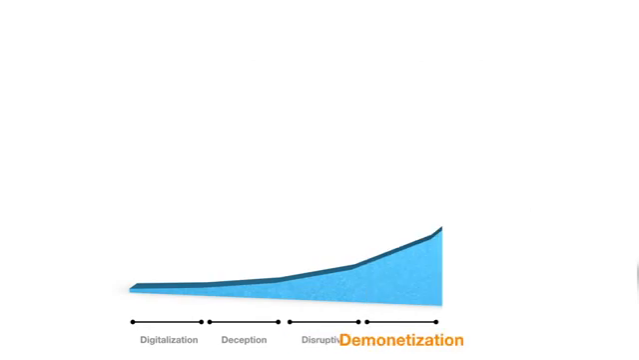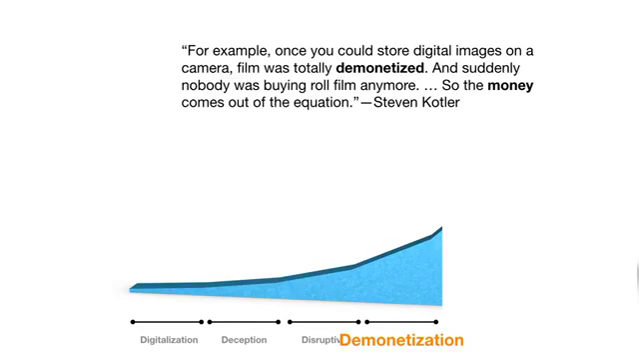The fourth D is demonetization. So at that point, a lot of the money kind of gets driven out of whatever medium we're talking about here. So this is again another couple of quotes we're going to look at from that book, Bold. For example, once you could store digital images on a camera, film was totally demonetized, and suddenly nobody was buying film rolls anymore. So the money comes out of the equation.